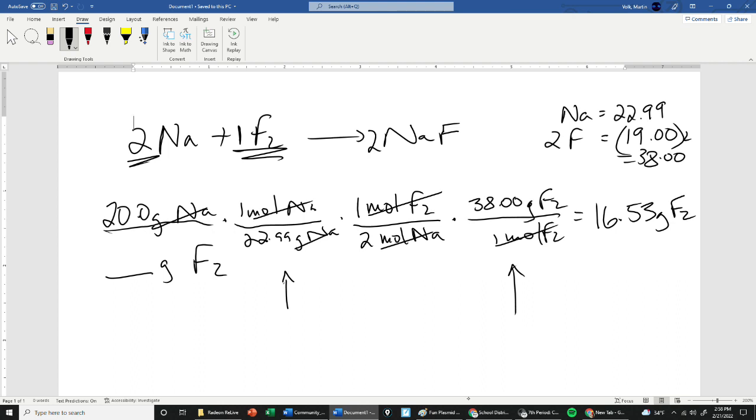Our question was how many grams of fluorine will form. The answer is 16.53 grams of fluorine. Sorry, I said will form. I should have said are needed. 16.53 grams of fluorine are required.